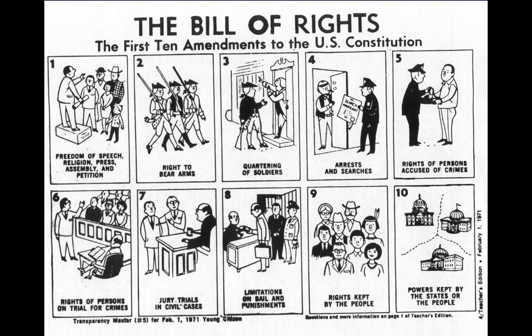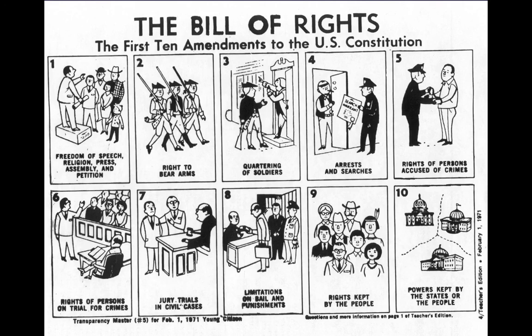You should be looking at the actual text along with these simplified versions of it. Number 6 is rights of the person on trial for crimes. Number 7 deals with jury trials in civil cases, in individual smaller cases, not necessarily all the way up the scale in the court system. Number 8 sets limitations on bail and forbids cruel and unusual punishment. Number 9 deals with more individual rights kept by the people, protecting some finer rights there.